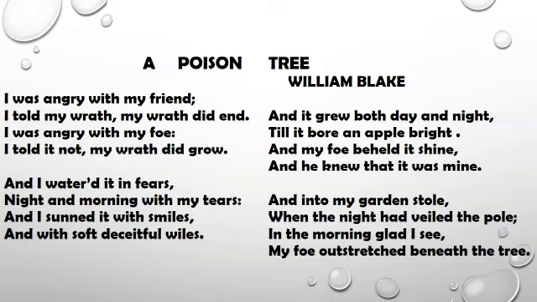Now, let us see all the stanzas together. A Poison Tree, written by William Blake. I was angry with my friend. I told my wrath did end. I was angry with my foe. I told it not, my wrath did grow. And I watered it in fears, night and morning with my tears, and I sunned it with smiles and with soft deceitful wiles. And it grew both day and night, till it bore an apple bright, and my foe beheld it shine, and he knew that it was mine. And into my garden stole, when the night had wheeled the pole, in the morning glad I see my foe outstretched beneath the tree.